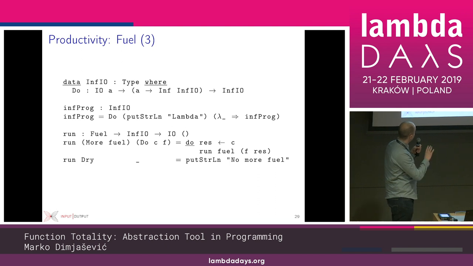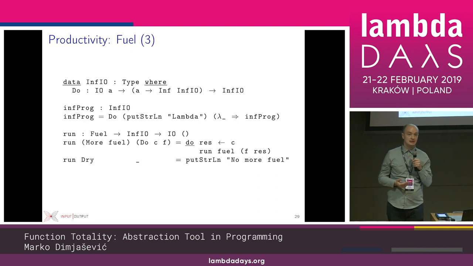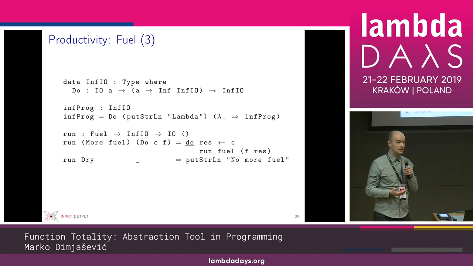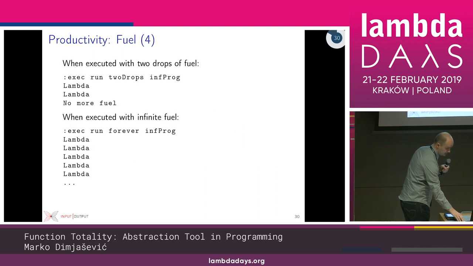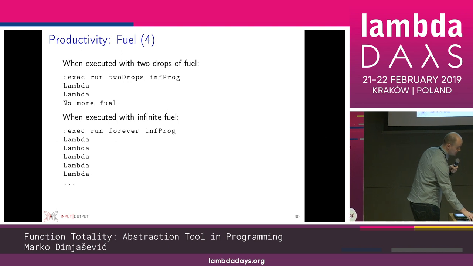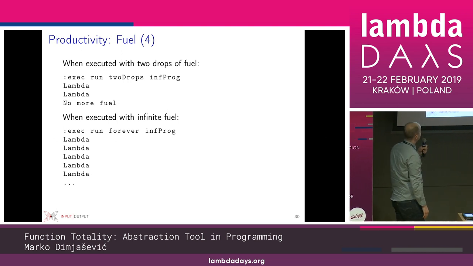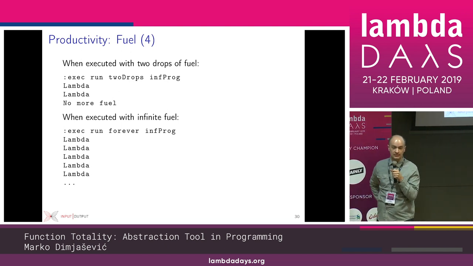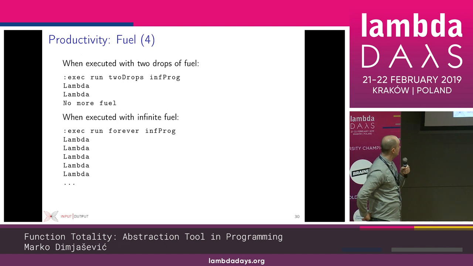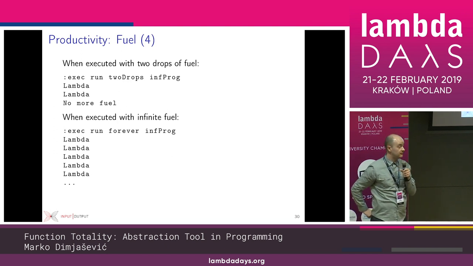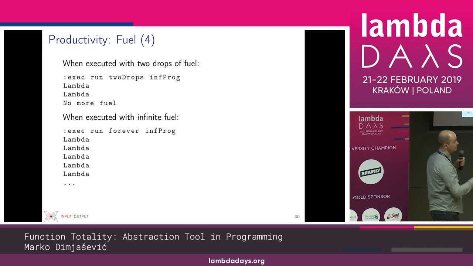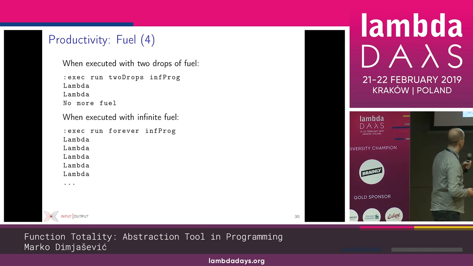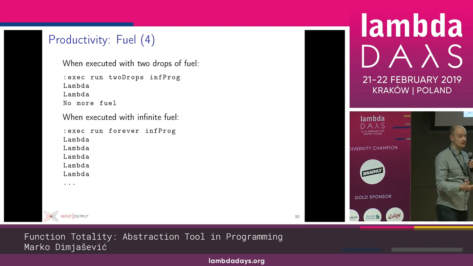So yeah, the point is here that we introduced an additional argument that tells us for how many steps we can run this interpreter. Here is an example. We can run it with two drops of fuel, and then it will simply print lambda twice, and it will say no more fuel. But then again, if we call it with the forever value, which is an infinite amount of fuel, then it will keep on printing lambda, lambda, lambda, and so on.